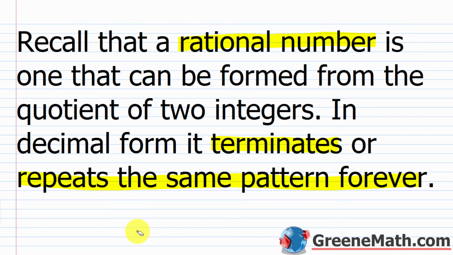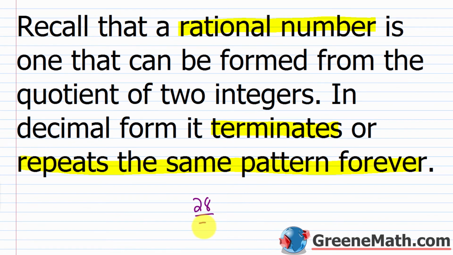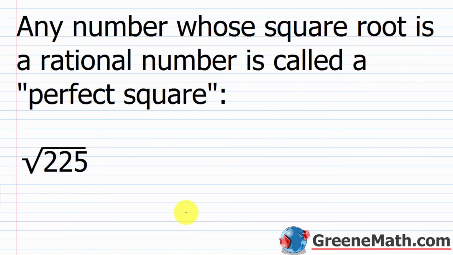Or it terminates. So you might just get 0.682591, and it stops. Those are rational numbers, right? You can always form these from the quotient of two integers. So I should be able to say this is, let's say, 28 over 3. One integer over another. So any number whose square root is a rational number is called a perfect square.